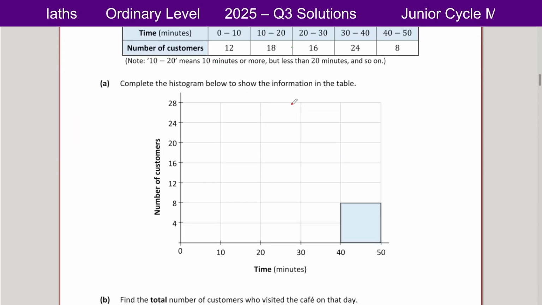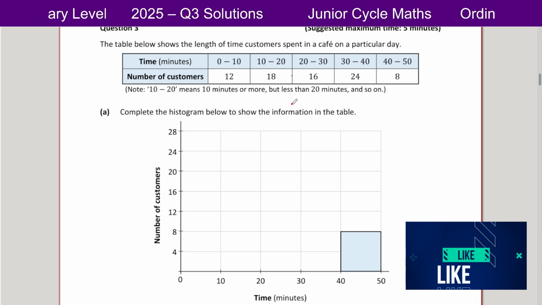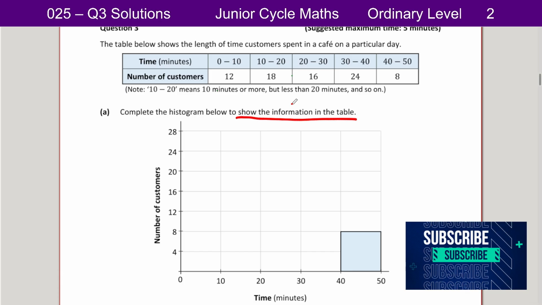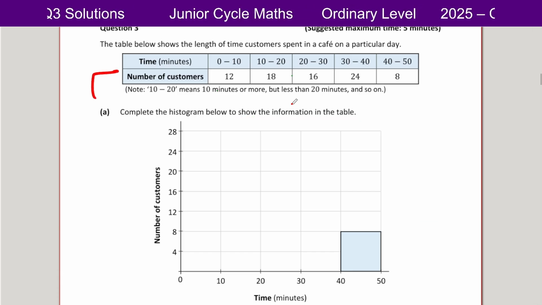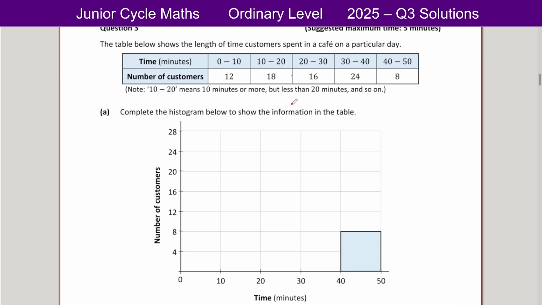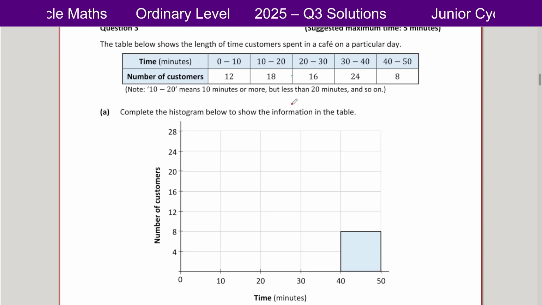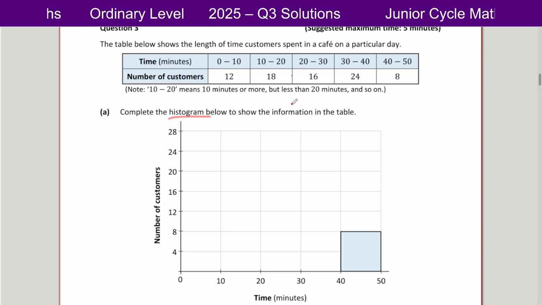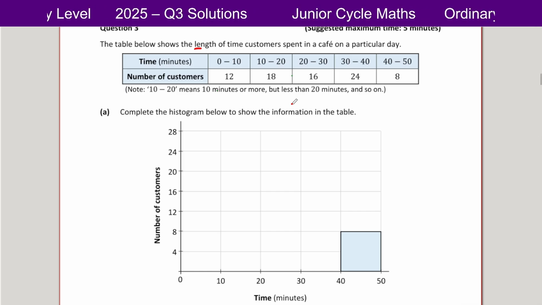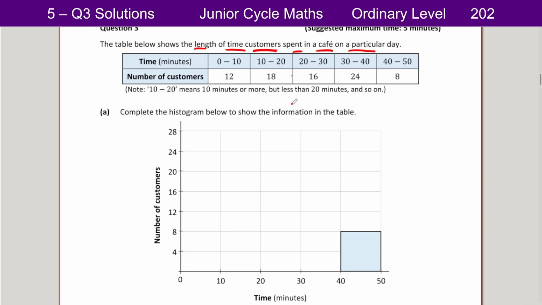In the first part, we need to complete the histogram plot to show the information in the table. We have a table here, and we need to use the information in the table to complete this plot here, which is called a histogram. The table basically shows the length of time customers spend in a cafe on a particular day.